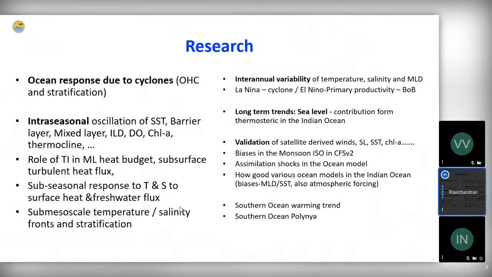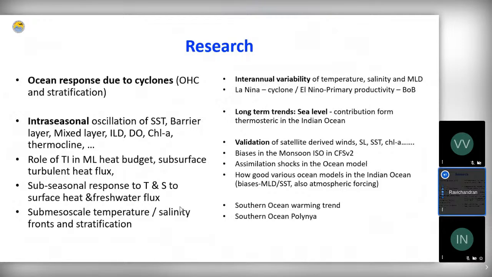For example, in the Bay of Bengal, the SST drop is very small when compared to the Arabian Sea, and there are problems associated with the stratification. So, at least from the Indian side, more than hundreds of papers have come out using these mooring buoys as well as the Argo floats and some of the drifting buoy observations. And also the uniqueness of the mooring is to resolve the intraseasonal variability, right from the SST, barrier layer, mixed layer, isothermal layer, and oxygen, chlorophyll, and thermocline.